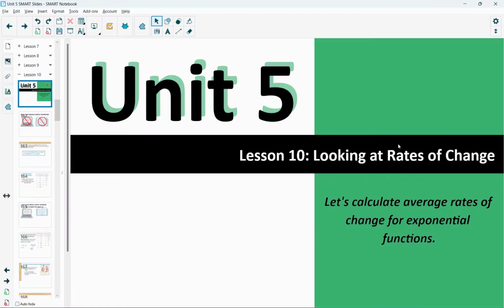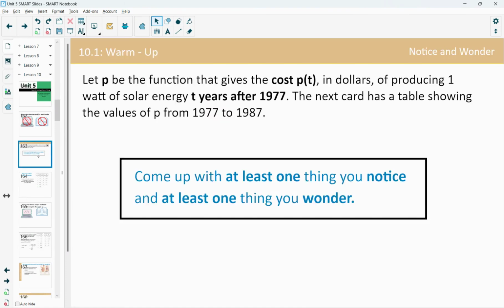In this video, we're going to look at Unit 5, Lesson 10 for Algebra 1, which is looking at rates of change. In the warm-up, it says that let P be a function that gives the cost, P of T, in dollars, of producing 1 watt of solar energy, T years after 1977.